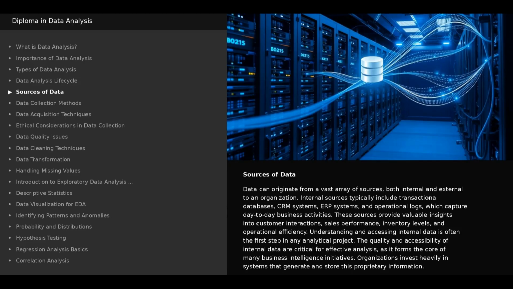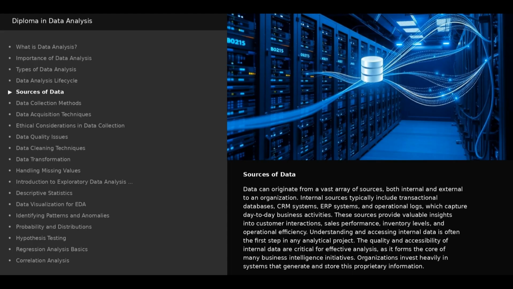Sources of data. Data can originate from a vast array of sources, both internal and external to an organization. Internal sources typically include transactional databases, CRM systems, ERP systems, and operational logs, which capture day-to-day business activities. These sources provide valuable insights into customer interactions, sales performance, inventory levels, and operational efficiency. Understanding and accessing internal data is often the first step in any analytical project.